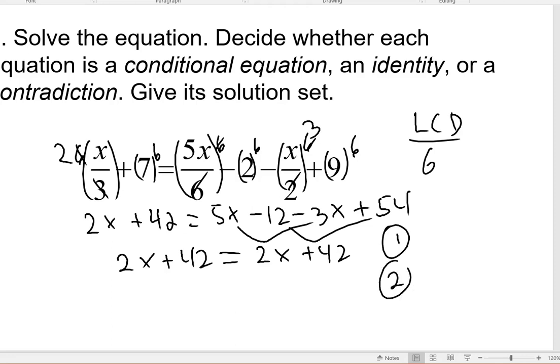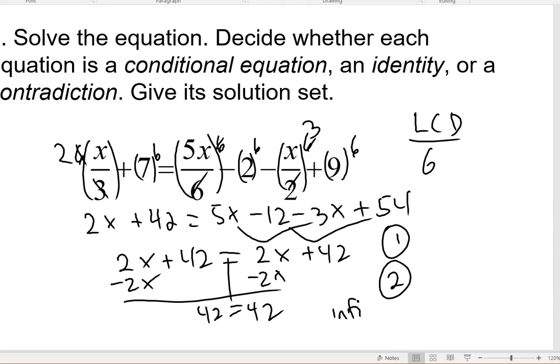If you did want to try step 2 and get the variable on one side, all the x's would disappear, leaving me with 42 equals 42. What does that mean? Basically, the x's are irrelevant. This will have many or infinite solutions because it is an identity.